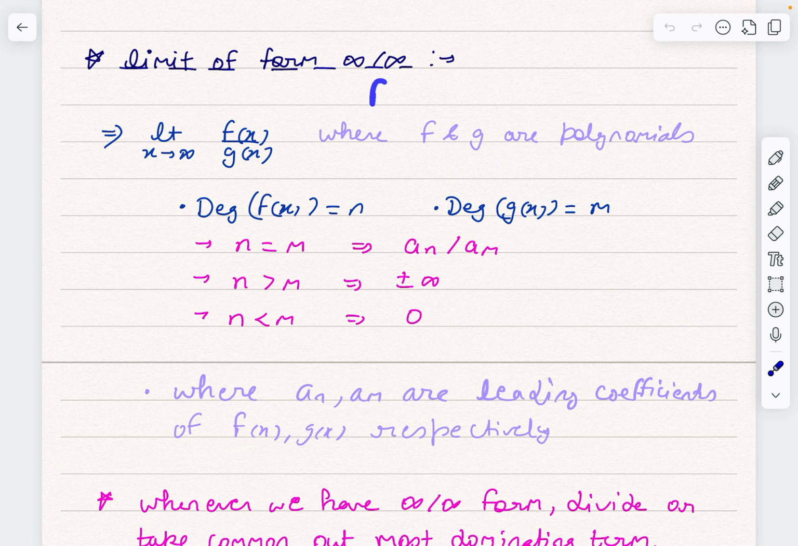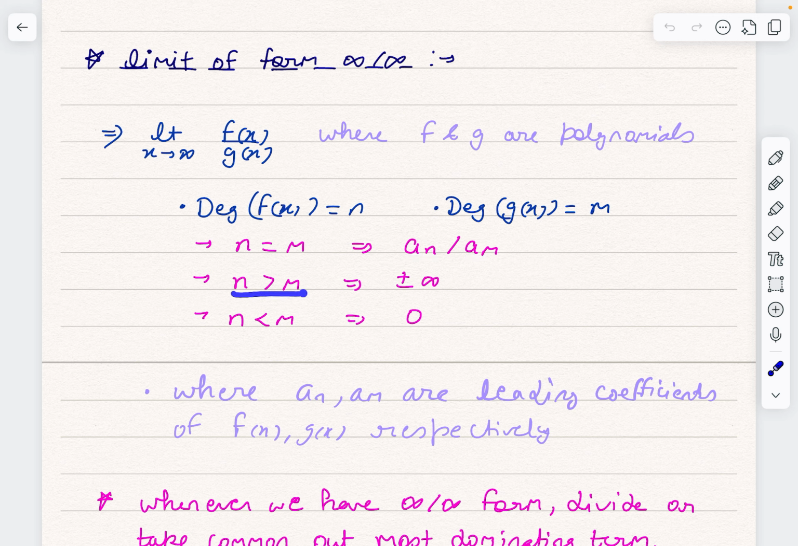For example, if I take f(x) as say 2x square plus x plus 4, then the leading coefficient here will be 2. Okay, leading coefficient is the coefficient of highest degree term. So if n is equal to m, the limit value will be an by am.